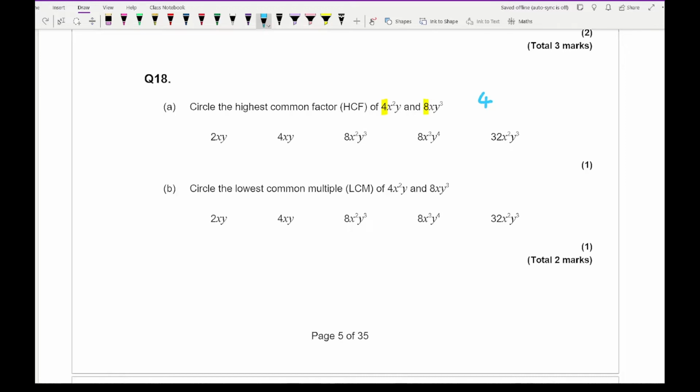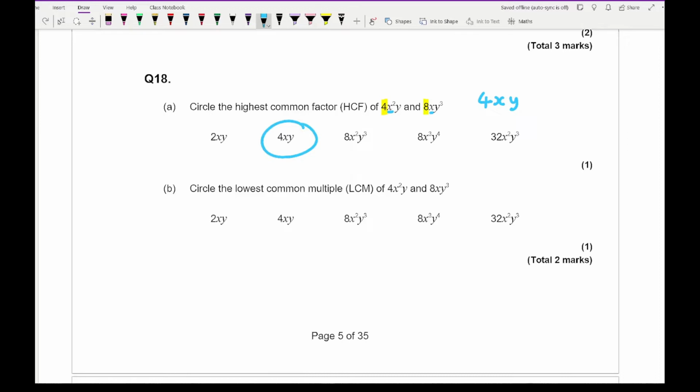Then looking at the letters, you're looking for the smallest power. So what's the smallest power of x I've got? Well, it's going to be x. And what's the smallest power of y? Well, that's just going to be a single y. So then the answer for the highest common factor of these two algebraic terms is going to be 4xy, which is our second option.